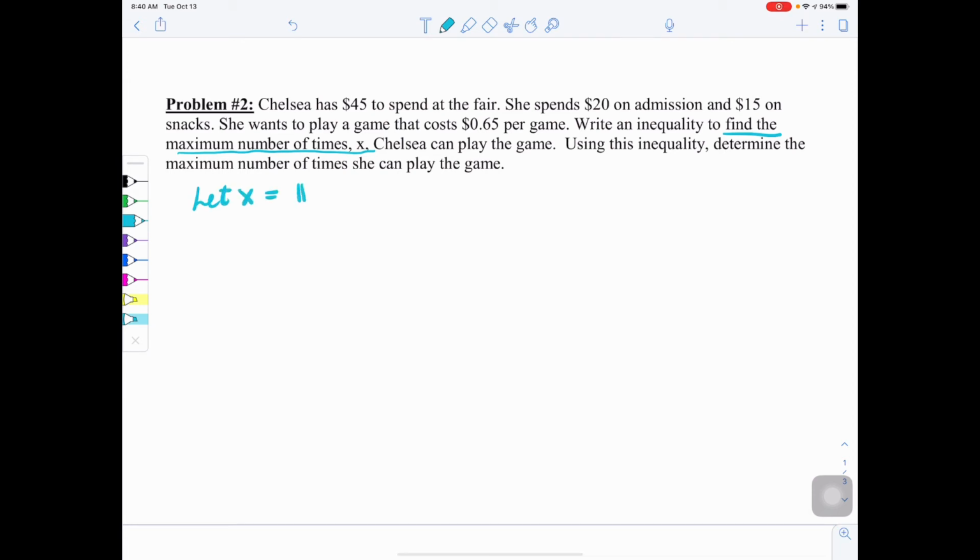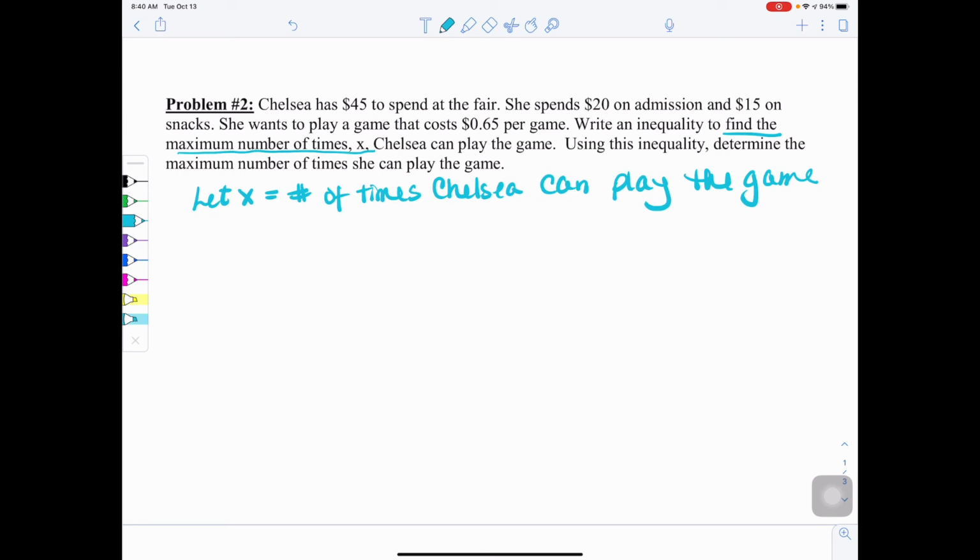Let X equal the number of times Chelsea can play the game. Again, if it wasn't picked for you, you would have to pick your variable and absolutely define it. Here, since they defined it for you, you don't technically need a let statement, but if you always write one, then you know you're always safe.